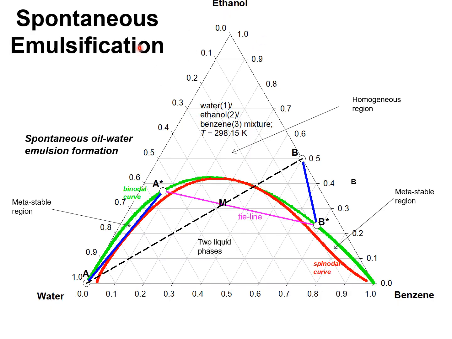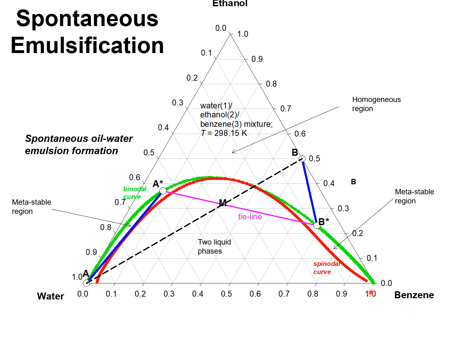Today I talk about spontaneous emulsification. To illustrate this phenomenon, I consider a ternary mixture of water, benzene, and ethanol. Ethanol is considered a solvent because it's completely miscible with benzene. Water, on the other hand, is practically immiscible with benzene.